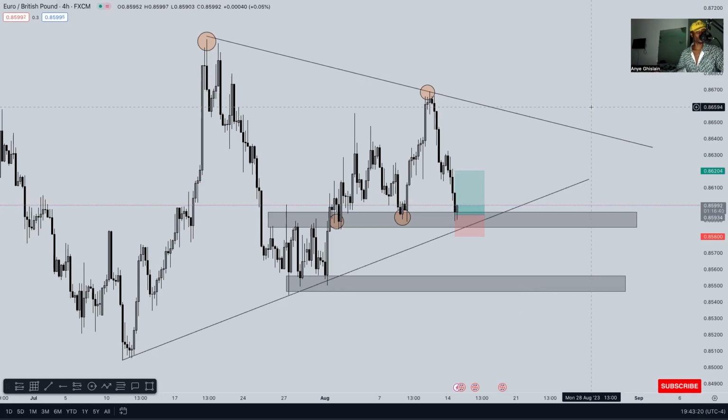So in this video today, I'm going to be teaching you guys how to properly draw your support and resistance areas, how to properly draw your key levels when you spot them, how to spot them even, how to draw them properly, and how to get perfect entries, perfect stops, and perfect targets. Because these components together give you a profitable and winning strategy.